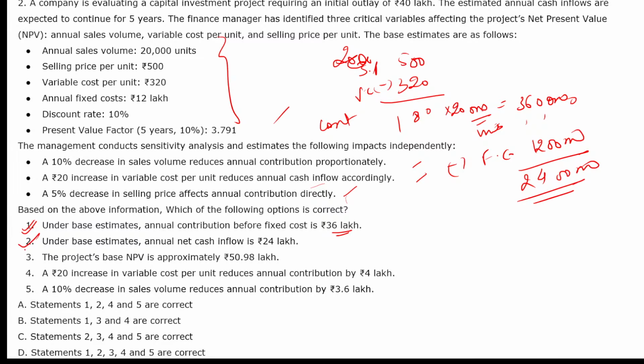The project's base NPV is approximately 50. So let's calculate it into present value. This is my fixed annual cost.